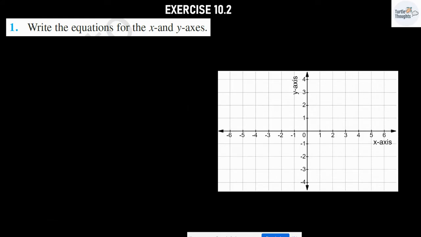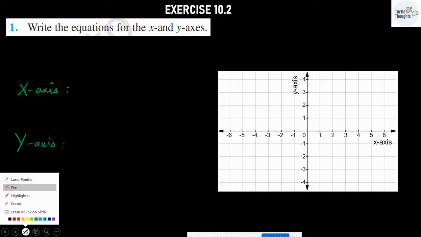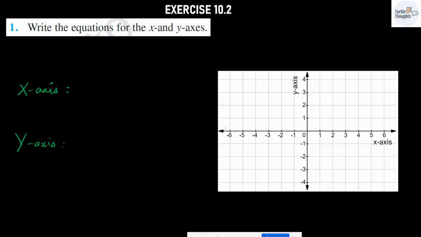So we have exercise 10.1. First one is write the equation of x and y axis. What is the equation of x-axis? What is the equation of y-axis? I've already discussed, but let me consider this again. X-axis, so it is going to be here.